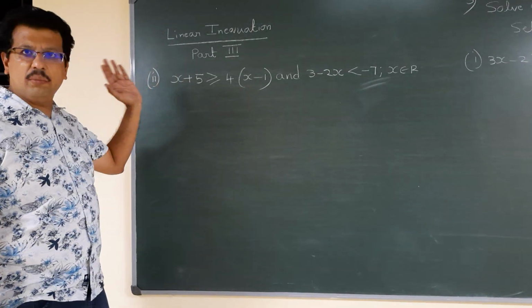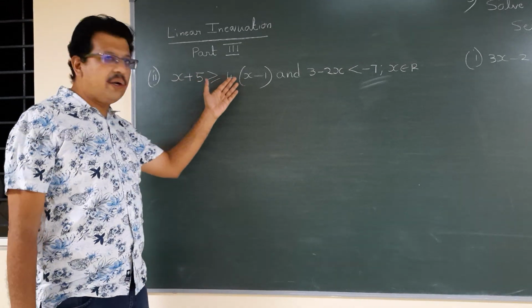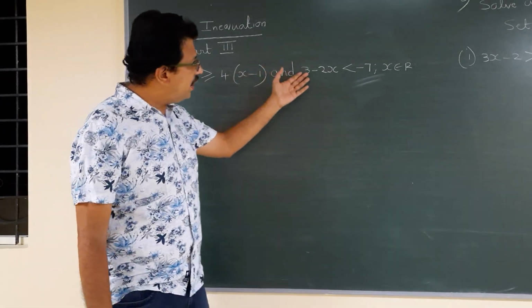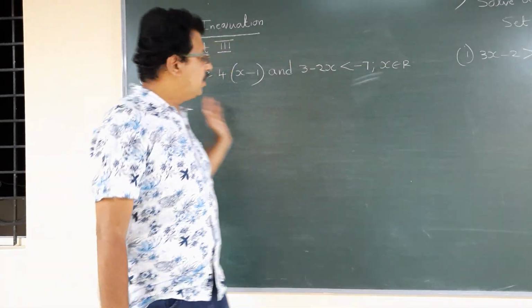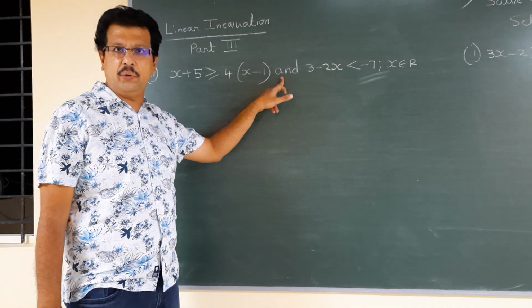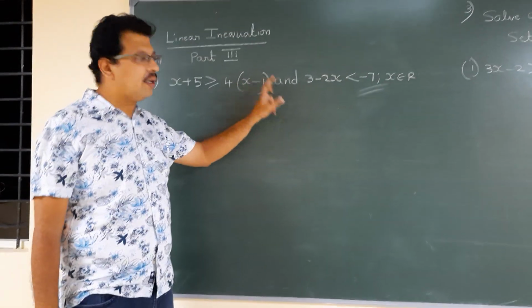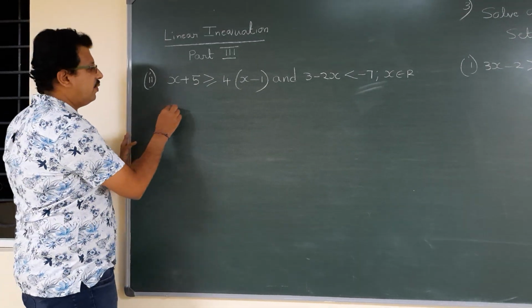So the next problem, children, will take this: x plus 5 greater than or equal to 4 into x minus 1, and 3 minus 2x less than minus 7, x belongs to real numbers. So in this problem again AND is coming, as I just now explained to you. AND stands for: you should take the common elements between the two inequations. So let us start solving this problem, children.